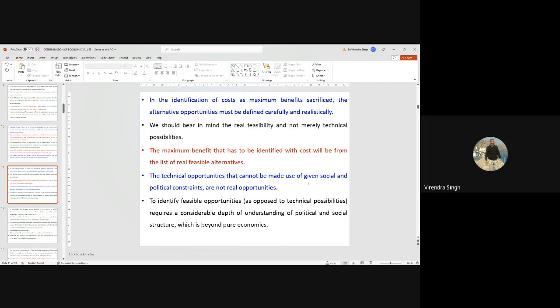To identify feasible opportunities requires a considerable depth of understanding. Without understanding the social and cultural values and the political setup of the country, one cannot propose a plan to undertake this or that activity and use of this or that factor or service. So as opposed to technical feasibility, it is these feasibilities which are important.